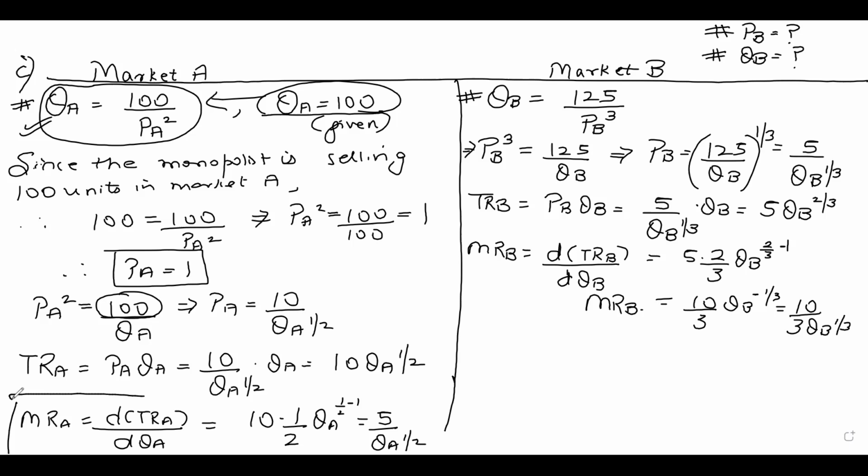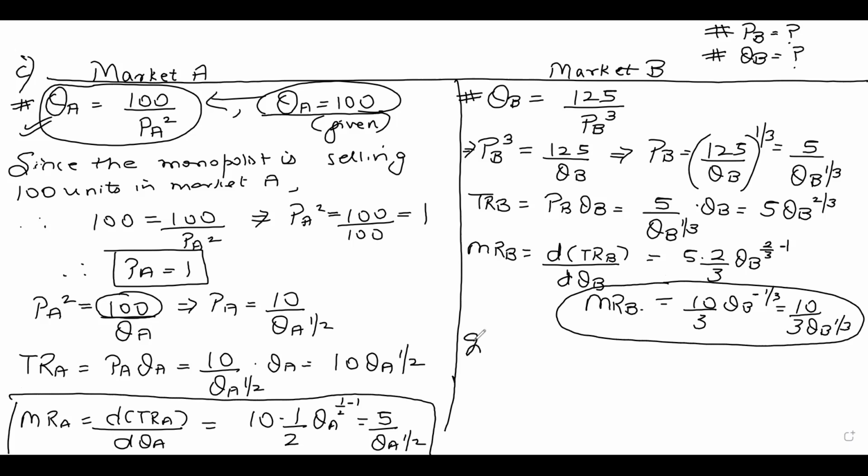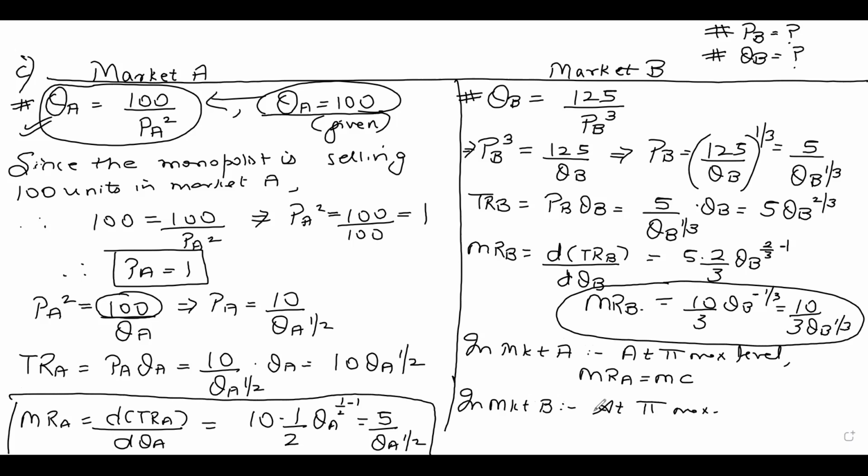Okay, so guys, this is my marginal revenue in market A. This is my marginal revenue in market B. So I can write in market A, at the profit maximizing level of the monopolist, MRA should be equal to MC. In market B, at the profit maximizing level of the monopolist, MRB should be equal to MC.